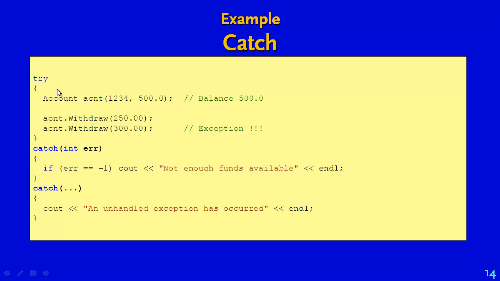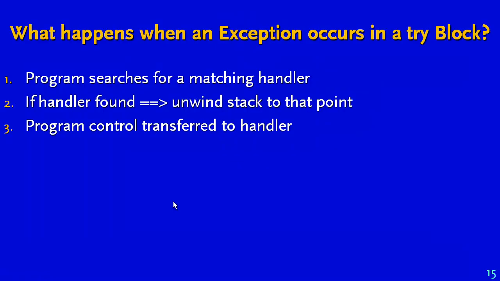So here again is my try block, of course. The corresponding catch blocks look first of all for the error integer. So if it's an integer, -1, not enough funds available, you see, this one is presumably thrown. And then if some other exception occurs, I catch everything. So somewhere an unhandled exception has occurred. So it's really bad news.